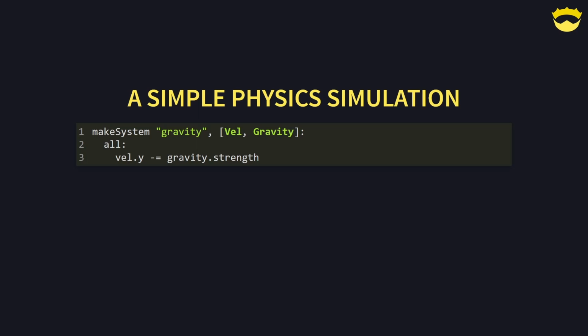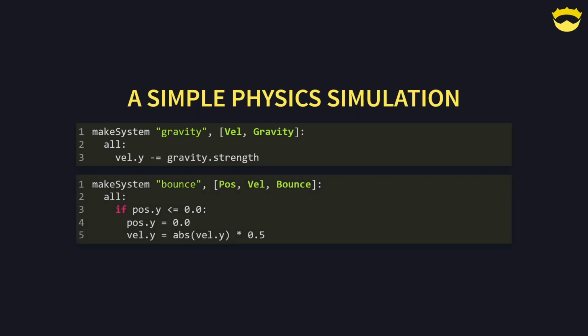Similarly with gravity, we're just going to reduce the y component of velocity by the gravity strength. And finally for bounce, we're going to make sure that position doesn't go below 0 in the y component. If it does, we make sure that velocity is positive and also halves its magnitude so that we get that kind of bounce effect.